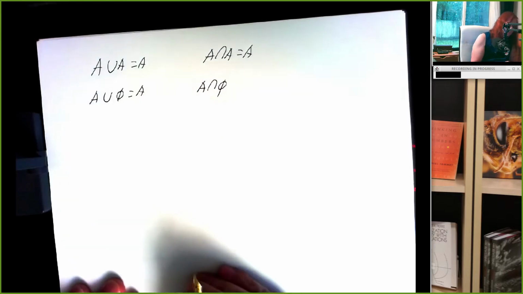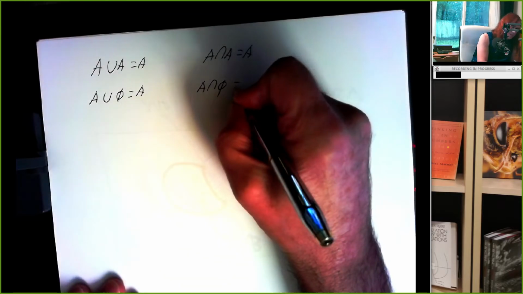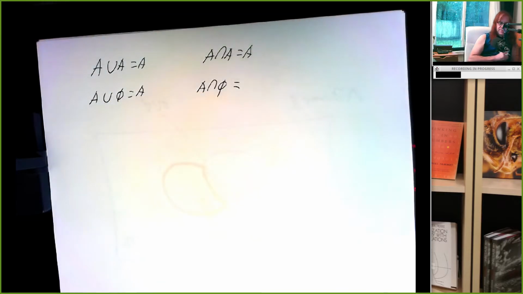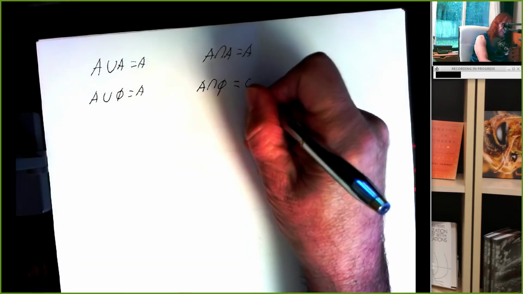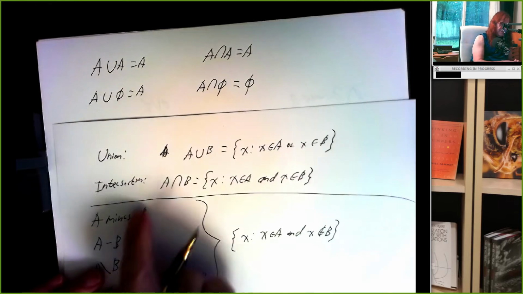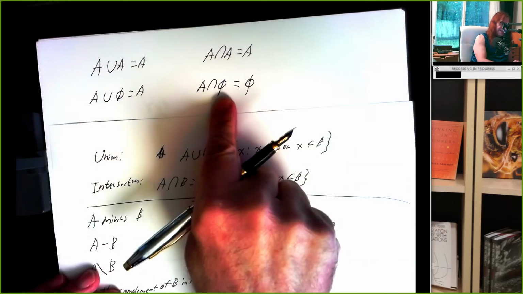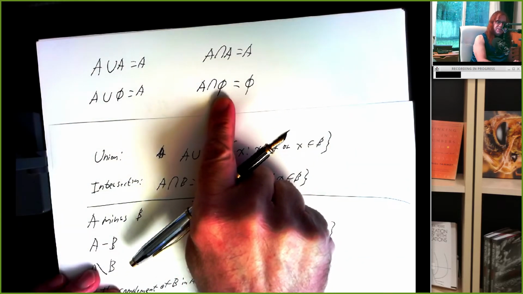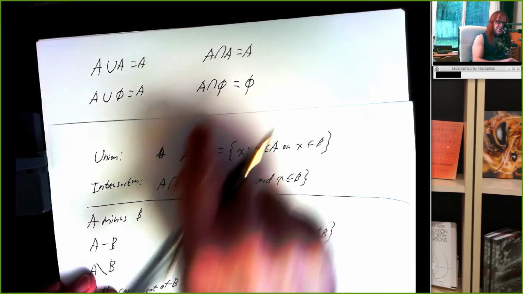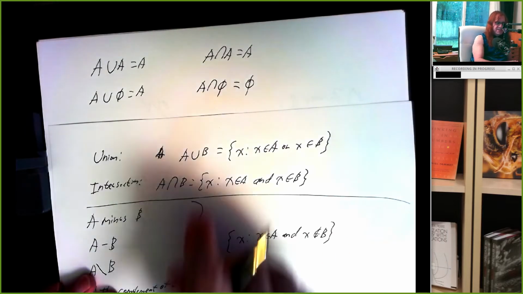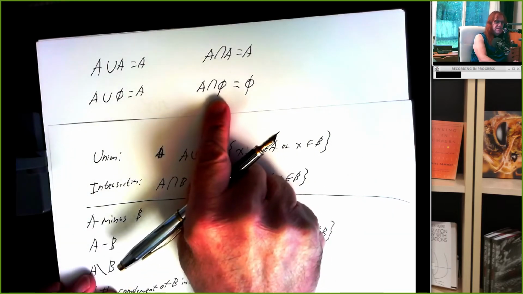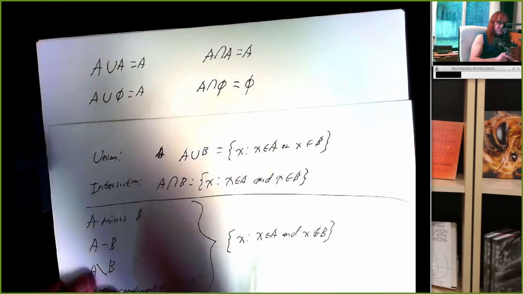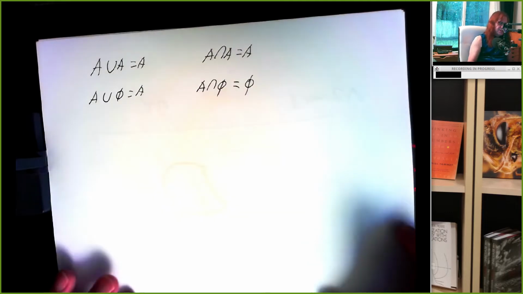If we take A and we intersect with the empty set, what do you think we get? Nothing. We get nothing. Because the intersection is a set of things in A and also in the empty set. Well, there's nothing in that empty set. So anything that we think of, even if it happens to be in A, it's not going to be in here, so it's not going to be in the intersection. So the intersection can't have anything in it.